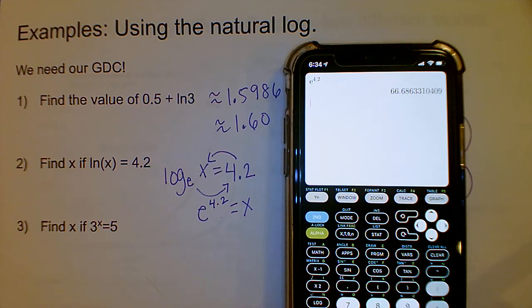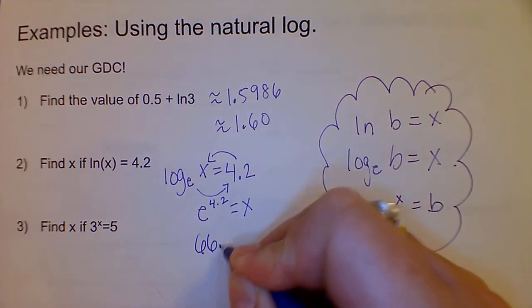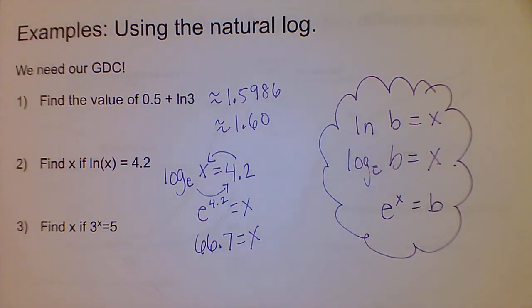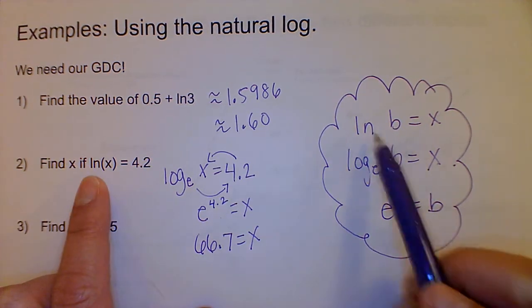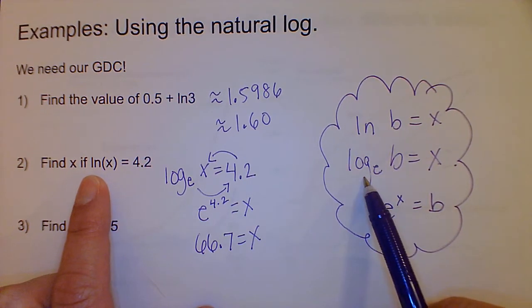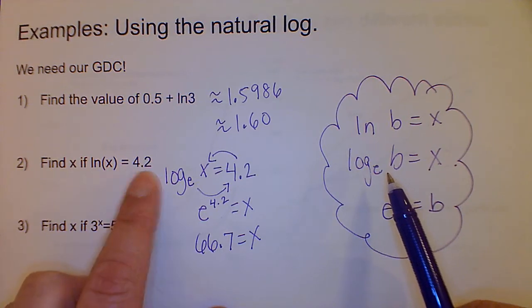66.686, all these roundings. So let's round to 66.7. 66.7 equals x. So let's go through this one more time. We had natural log of x equals 4.2. I took the ln and changed it over to log base e. Log base e of x equals 4.2. I kept those the same.